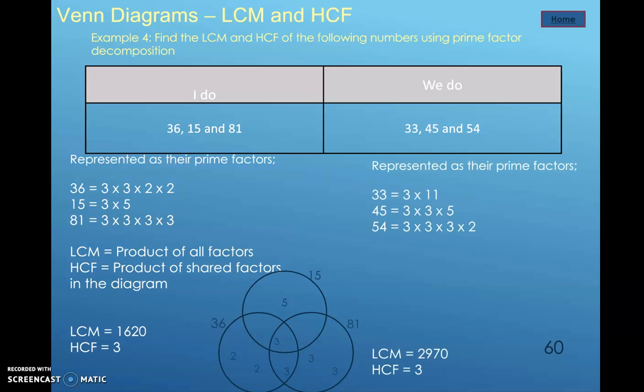Okay, so here we go. We've represented the 3 numbers as their products of prime factors. You can already, looking down the first number, see that they all share the number 3 as a shared factor. So that will go directly in the middle. 33 is the only number to have 11 as a factor. So 11 goes in the 33 ring, but not overlapping with anything else. And then we calculate the lowest common multiple and the highest common factor.